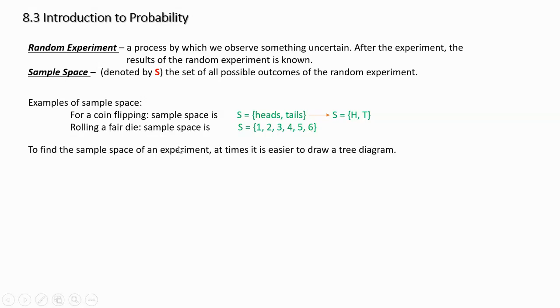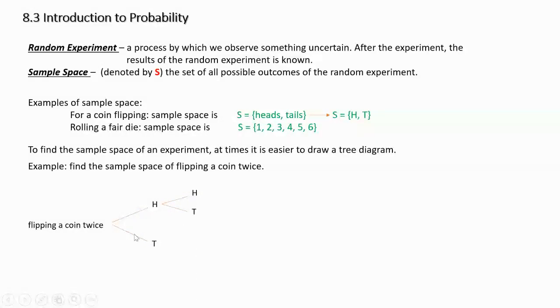Okay, now what's an easy way to find the sample space of an experiment? I tell my students to draw a tree diagram. Let me show you what a tree diagram is. It says find the sample space of flipping a coin twice. So the first flip can be either heads or tails, right? That's my first flip. My second flip can again be heads or tails. So if the first one is heads, then the second can be heads or tails. And if my first flip is tails, then my second flip can be heads or tails again.